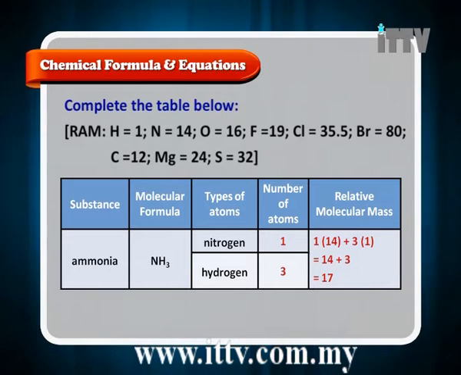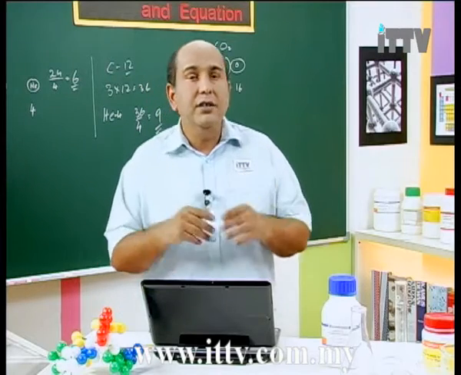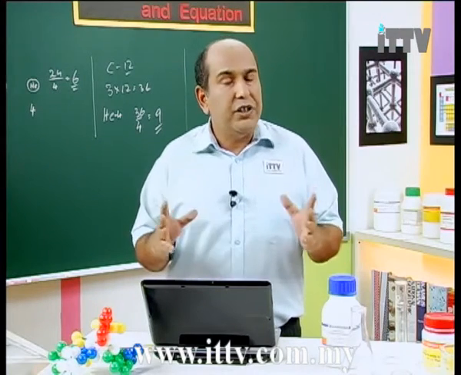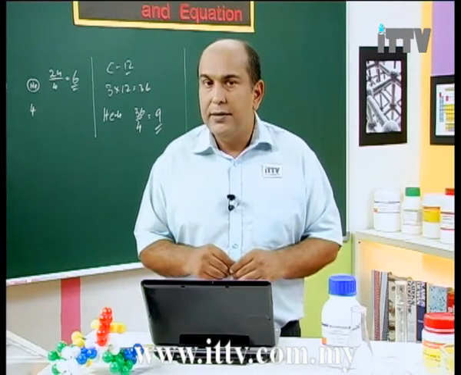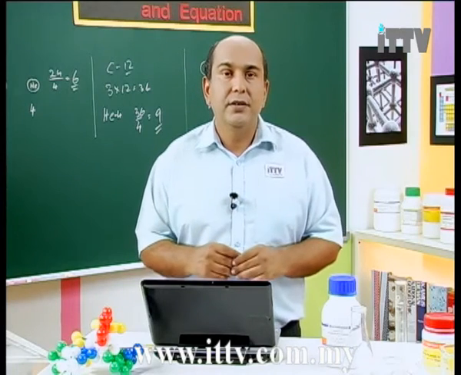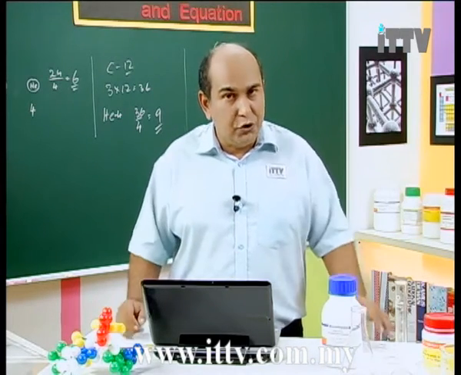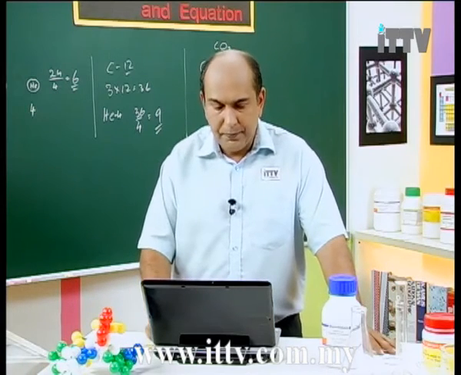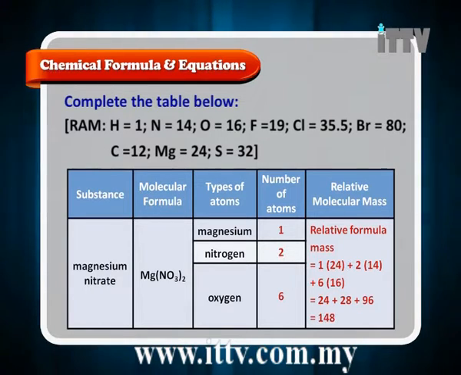Ammonia, NH3. Now try and do this yourself. Nitrogen has the mass 14. Hydrogen has the mass 1. So you have 3 hydrogens, 1 nitrogen. Your answer should be 17. Very good. Let's try a more tricky one.